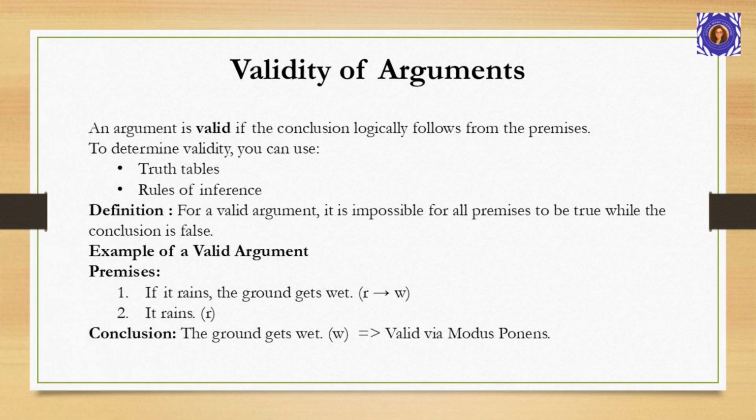An argument is valid if the conclusion logically follows from the premises. We can use truth tables or inference rules to validate arguments. Let's look at an example. Premises are: if it rains, the ground gets wet, and it rains. The conclusion is: the ground gets wet. This argument is valid via modus ponens.